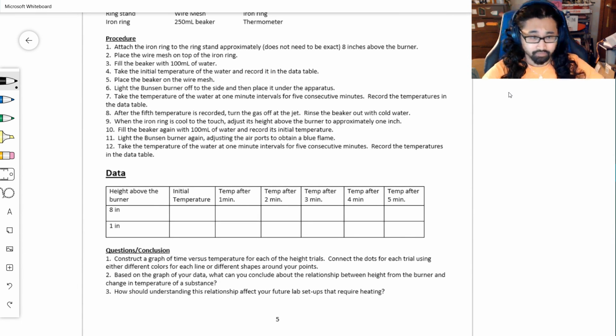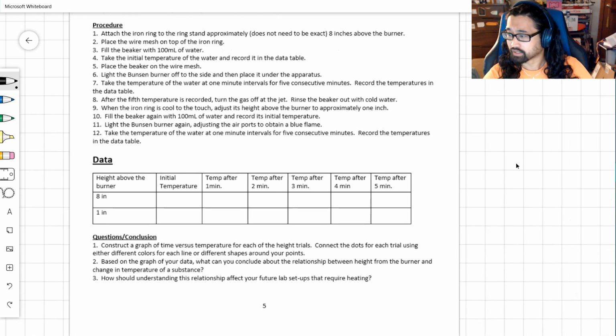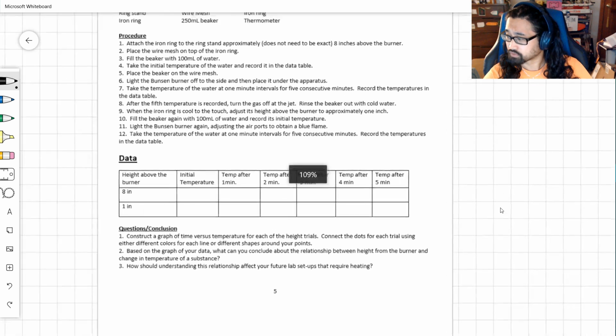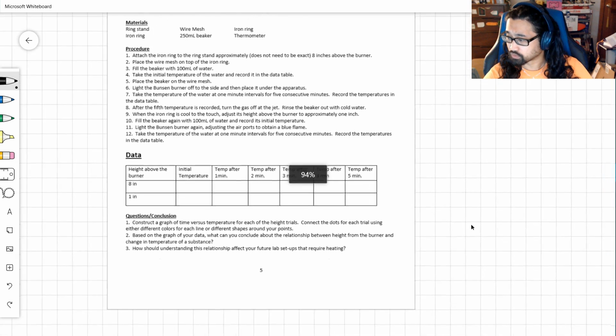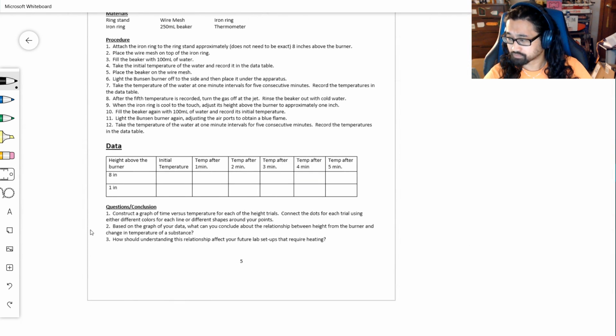All right. So I went through the procedure. I attached the iron ring, put the wire mesh, filled the beaker, did the temperatures. So I have 1, 2, 3, 4, 5, 6 temperatures, right, for this data. And we are going to do these questions. So we have to make a graph.